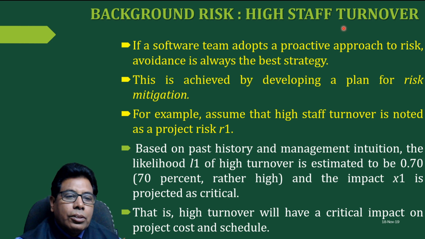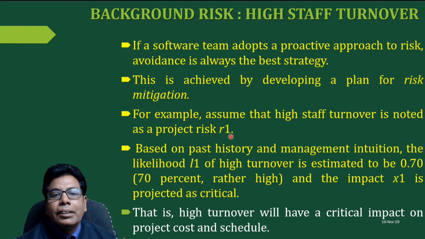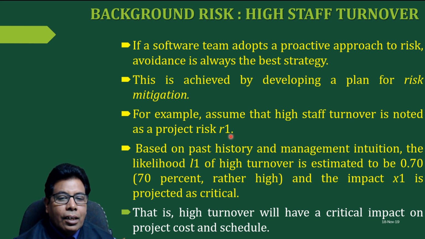This project risk is noted as R1, and based on past history and management intuition, the likelihood of high turnover is estimated. If it is found to be 0.7, or 70%, that means it is high. And that's why the impact, say X1, is projected as great.